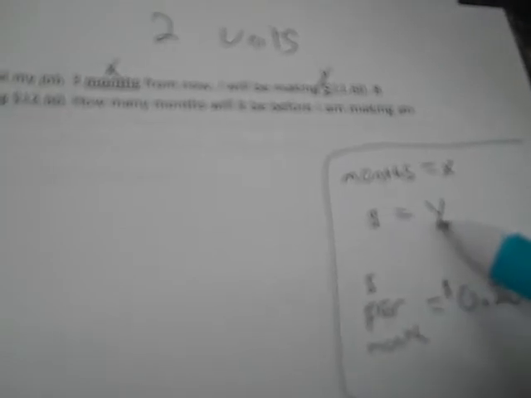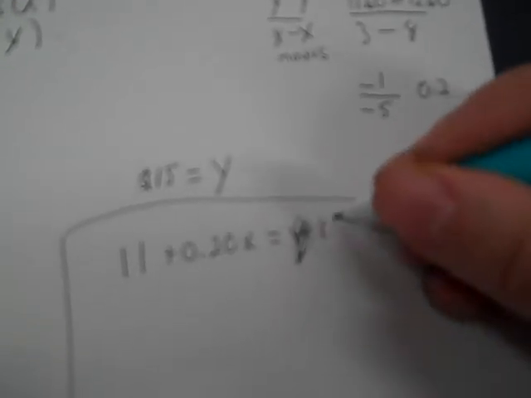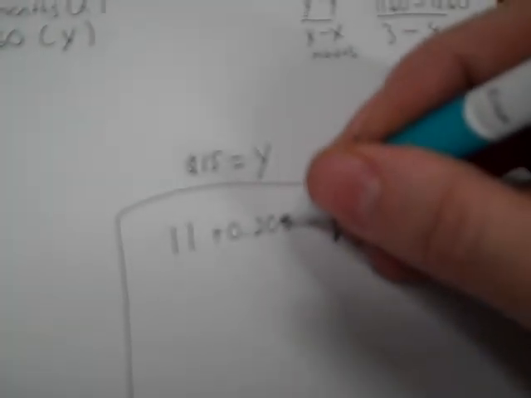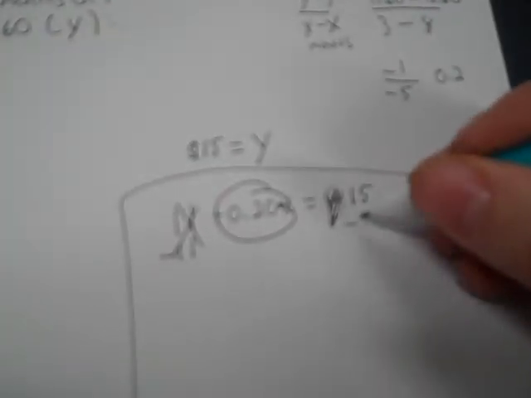So $15 would go in for the y. So I don't need to put it in parentheses. I can just scribble it out. And then here's my x. X isn't by itself, so I can't just go to my calculator. I have to use the dot circle. I have 11, so I subtract 11.